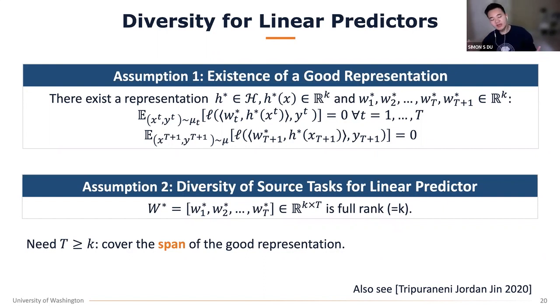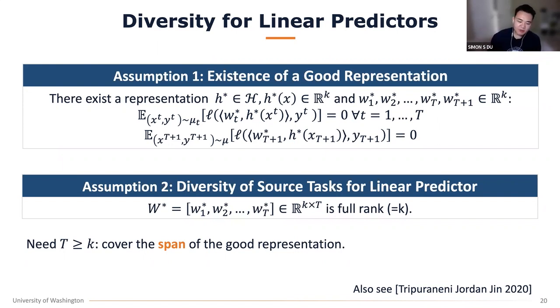So why is it called diversity? If we have a full rank matrix, it says that these T vectors cover the entire linear space of this k-dimensional vector space, right? If it's full rank, then it does cover the entire space. That's why it's diverse enough, such that it covers the entire space. That's why we call it diversity.